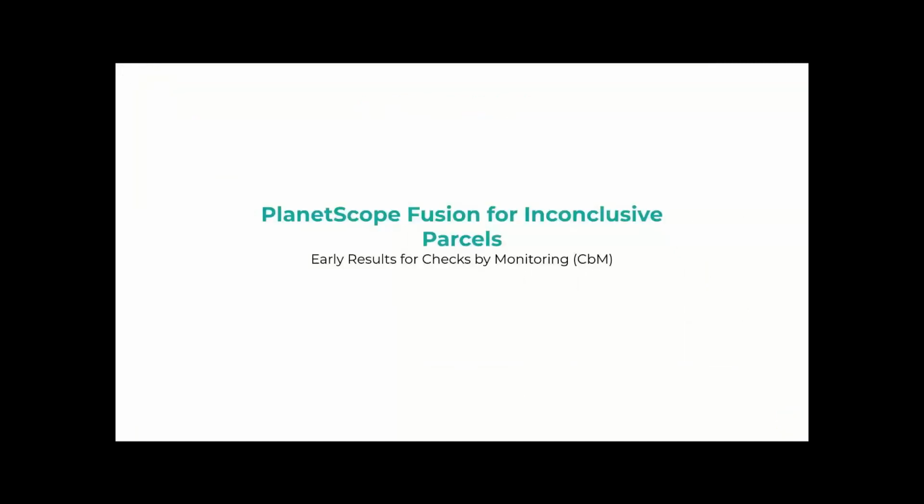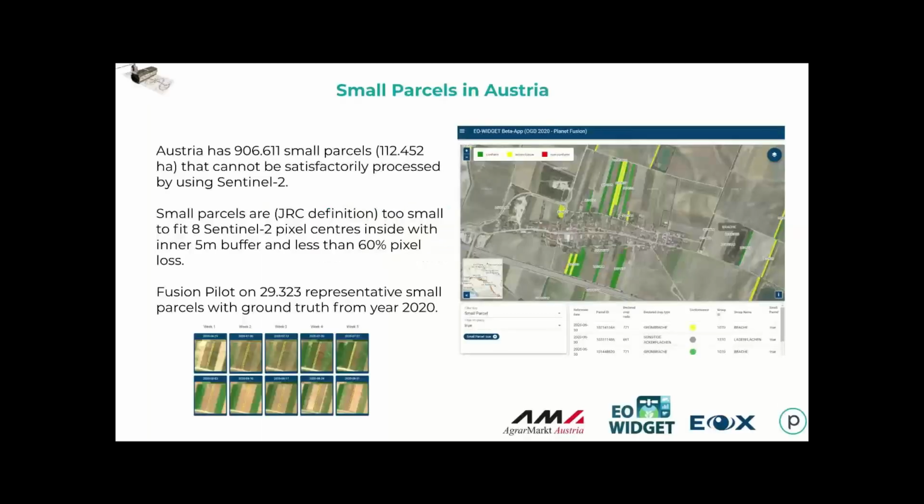So let's take a closer look at some of the initial tests, pilots and use cases that we have with Fusion with paying agencies on the use case of checks by monitoring. First, let's look at small parcels in Austria. This is a pilot that we've been doing through the summer together with the Austrian paying agency AMA and EOX, in the context of the EU Widget project.